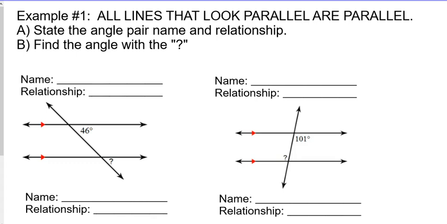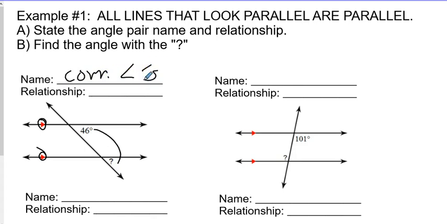Okay, example 1. All lines that look parallel are parallel. So we tell you not to assume in geometry, but we're telling you. Not to mention, notice, we do have the red triangles there, so we're telling you they are parallel. State the angle pair name and relationship. So the number and the question mark. Well, we have one inside and one outside. That's corresponding angles. Remember, we can abbreviate it this way.